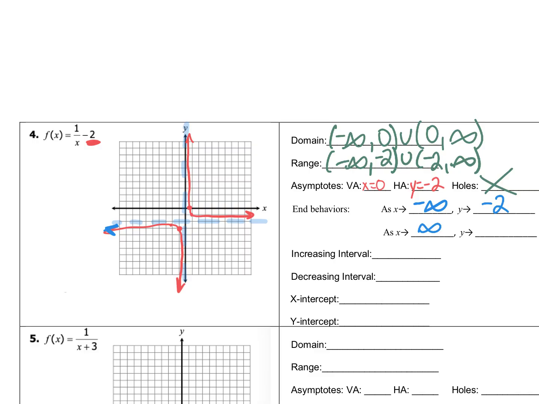Okay, right now it looks like that's a downwards arrow, okay? But can that go down forever? It sure can't, because it's going to stop where? At -2. It has to. It can't cross that line, okay?